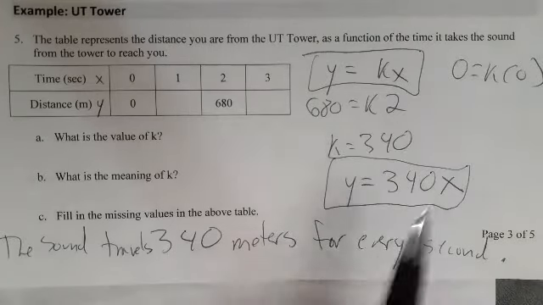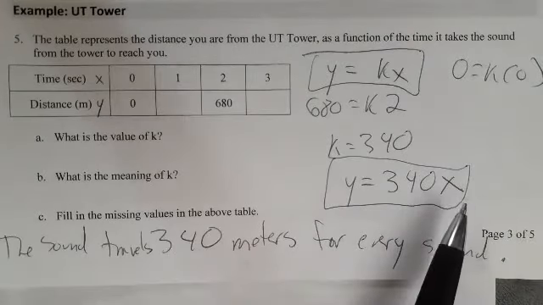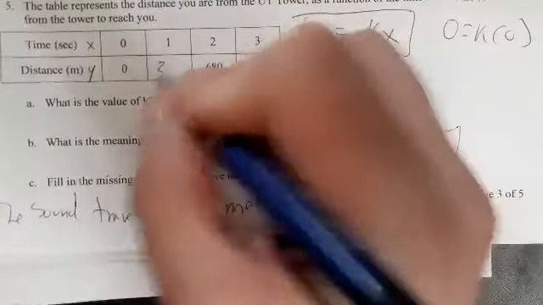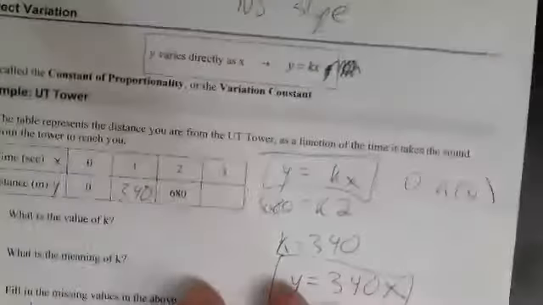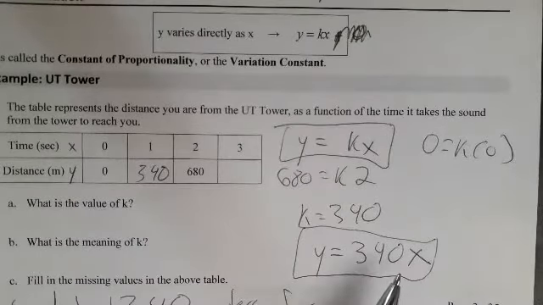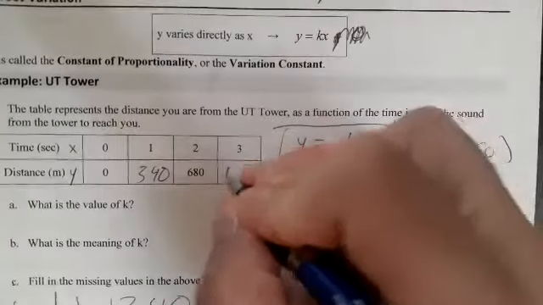Okay, and the last thing they ask us to do is to fill in the equation. So if x is 1, we're going to do 340 times 1, which should give me 340. If x is 3, we're going to do 340 times 3, which should give me 1020.